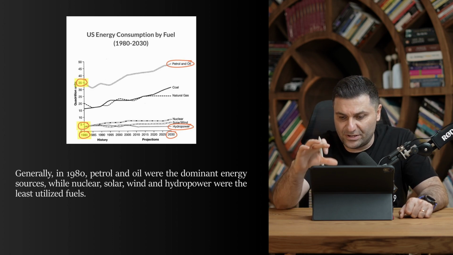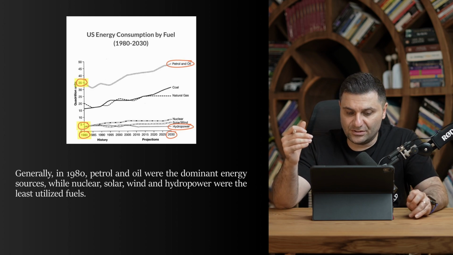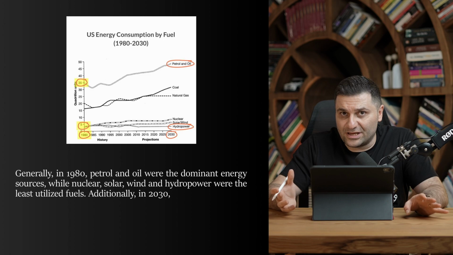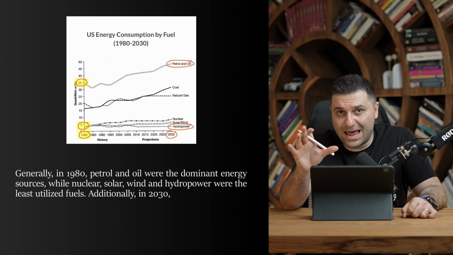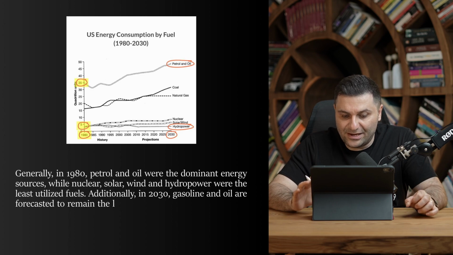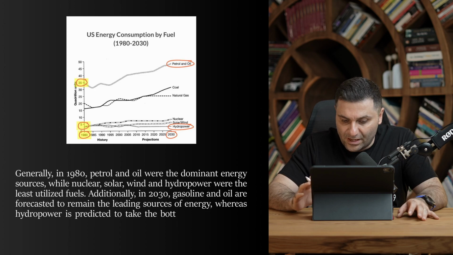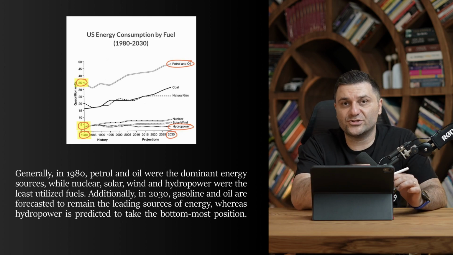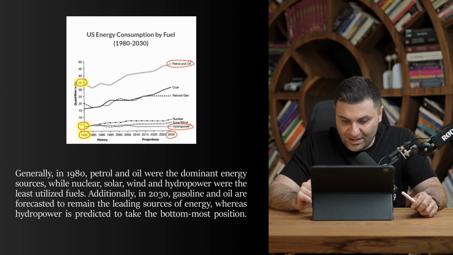Now, at the end of the period, you can see that petrol and oil is the highest and hydropower is the lowest. So we can write like this: "Additionally, in 2030," since it is the future, be very careful. Do not write in the past tense. "Gasoline and oil are forecasted to remain the leading sources of energy, whereas hydropower is predicted to take the bottommost position." It's a very useful word. Bottommost position means it's the lowest.